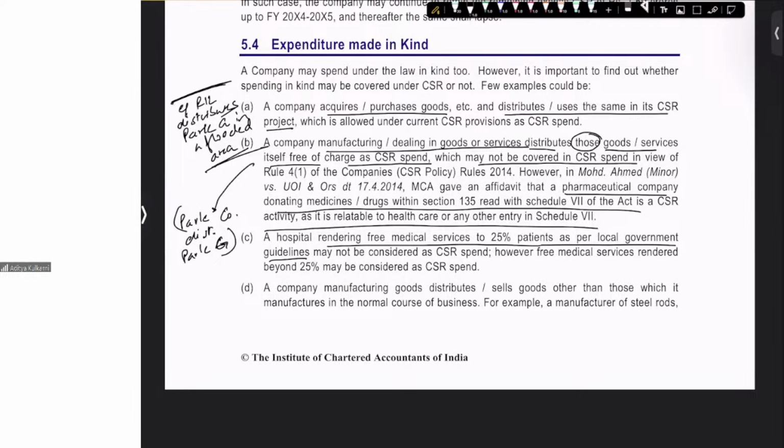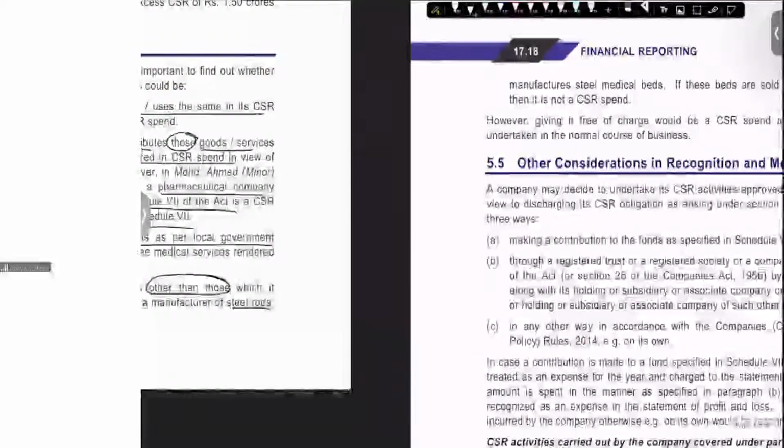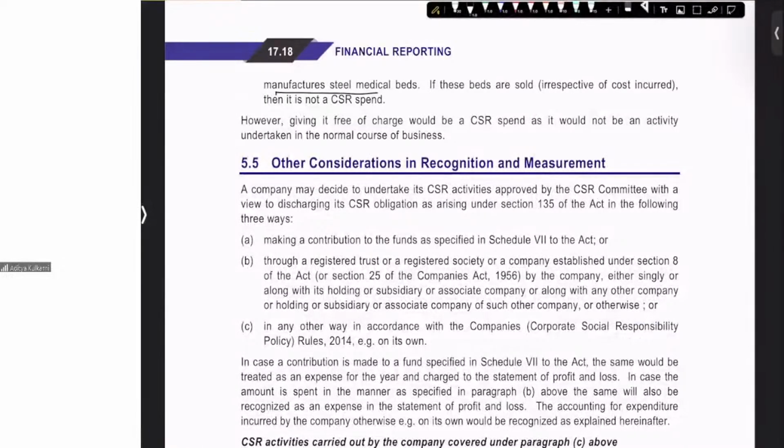Company manufacturing goods distributes or sells goods other than those which it manufactures. For example, manufacturer of steel rods manufactures steel beds. If it is given free of charge, it would be a CSR spend. If the beds are sold, then it is not a CSR spend.